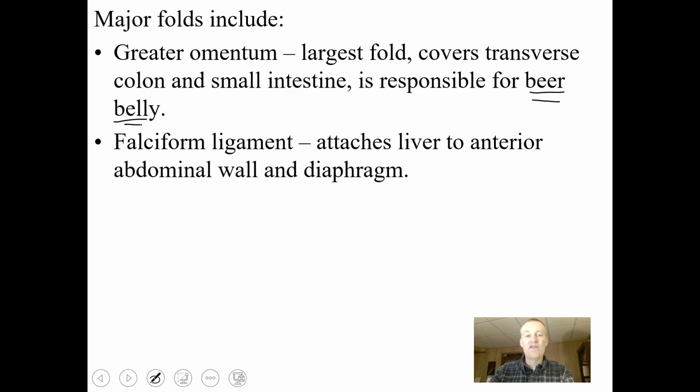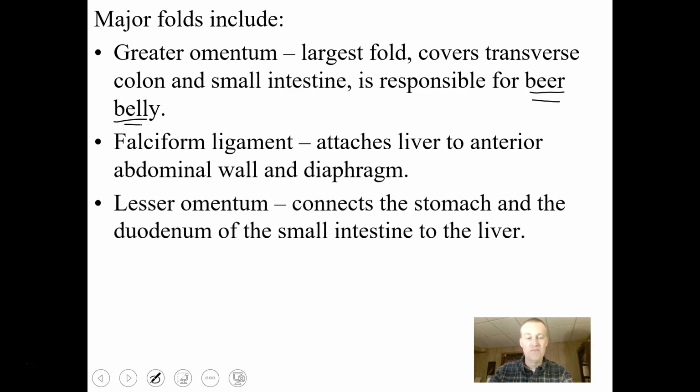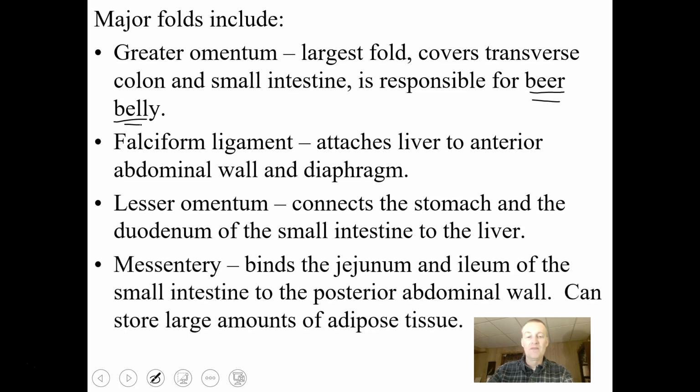Another fold that you see is called the falciform ligament. This attaches the liver to the anterior abdominal wall and to the diaphragm so that the liver is not sloshing around. Another fold is the lesser omentum, and it connects the stomach and the duodenum of the small intestine to the liver. And then lastly, we have the mesentery. Mesentery binds the jejunum and the ileum of the small intestine to the posterior abdominal wall. Again, so they're not sloshing around as well. And this particular fold can store large amounts of adipose tissue as well.